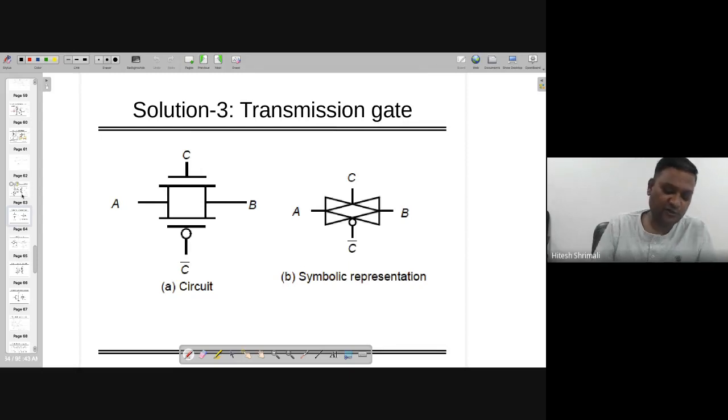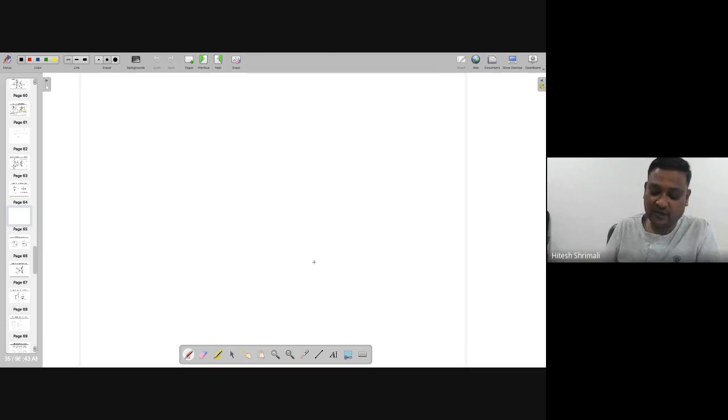Now, the third rule says that, which is also one of the intelligent ways and the most popular, known as the transmission gate. Some people call it TG. What it does is, not keeping only one transistor like NMOS or one transistor PMOS as a switch, but we are going to keep both of them in parallel.